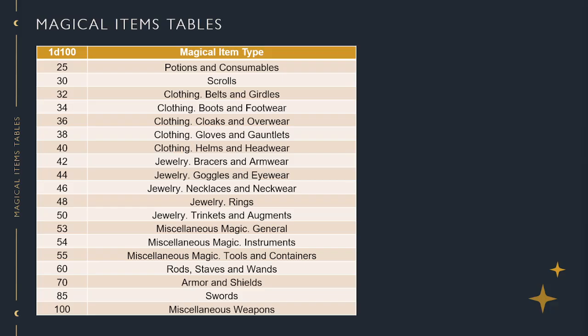And then miscellaneous magic is everything that doesn't fall into those categories except instruments and tools and containers. Tools and containers is obviously like bags of holding. Instruments is obviously musical instruments. And then rods, staves, and wands. And then armor and shields, swords and weapons.